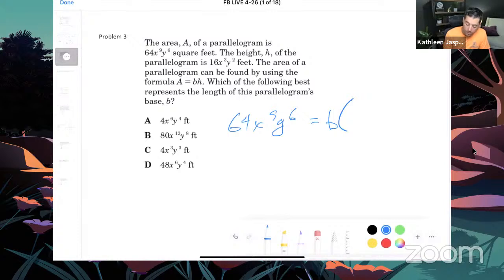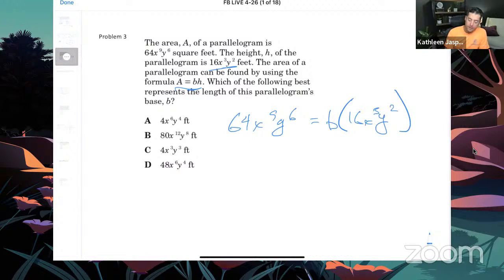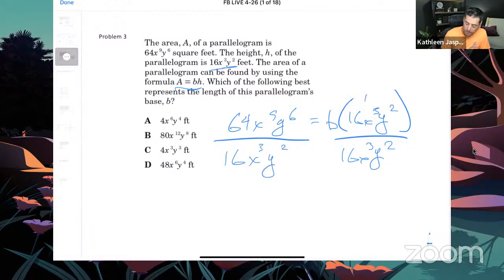So this is area equals base times height, that's 3 things. If they ask you to find one, they have to give you 2 out of the 3. And the 2 out of the 3 are the 64x^9y^6 and now this one, 16x^3y^2. And it asks, what is b? Well, how do you solve for b? If this whole value is attached to the b being multiplied, then we're just going to divide it. So all I do is divide by 16x^3y^2. So that's gone here. Eventually we're going to get what b is equal to.